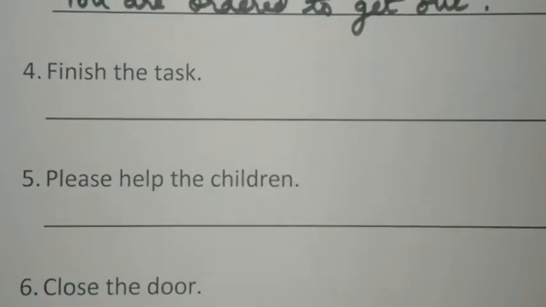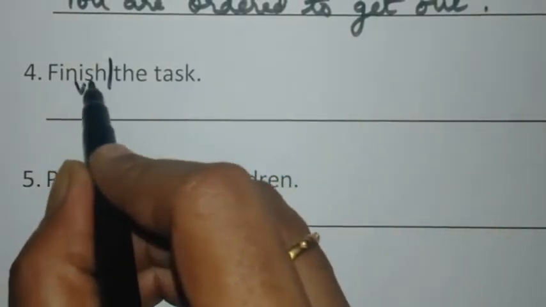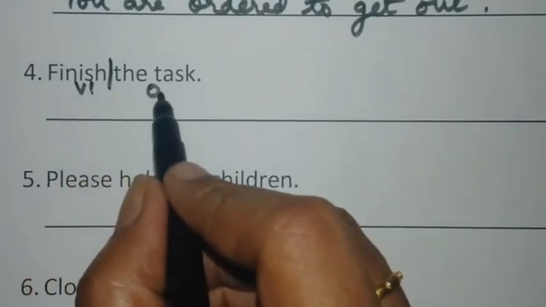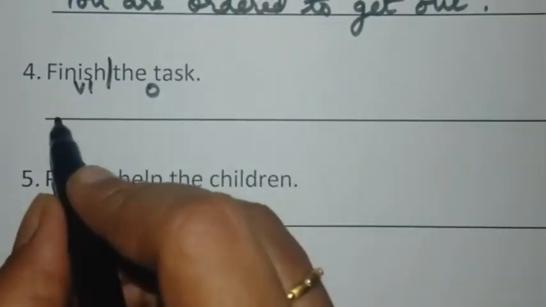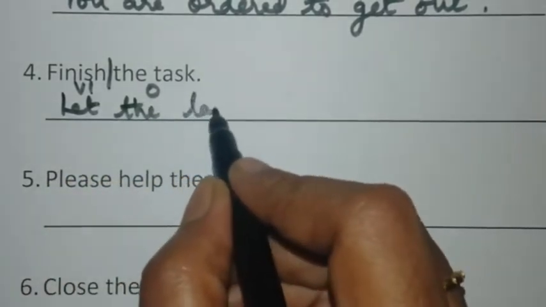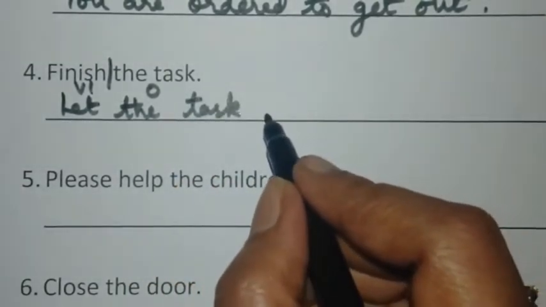Fourth one, students, finish the task. Finish is what? Verb V1. The task is the object. So when we have verb and object, we can start the sentence with let. So we'll start with a let. Let. Then the object is what? The task. Then we have to write, if it is a positive sentence, we'll write be. If it is a negative, not be, we'll write.